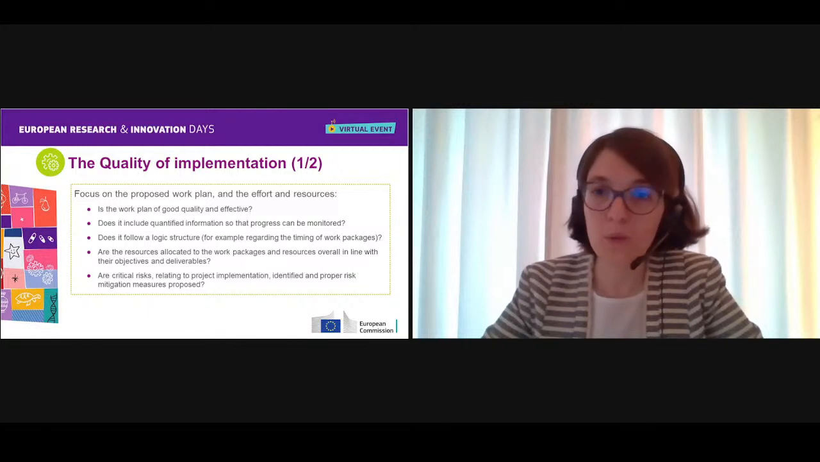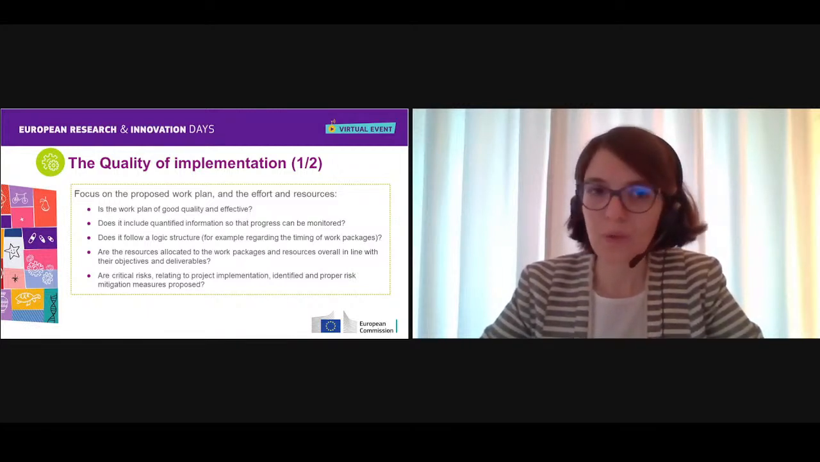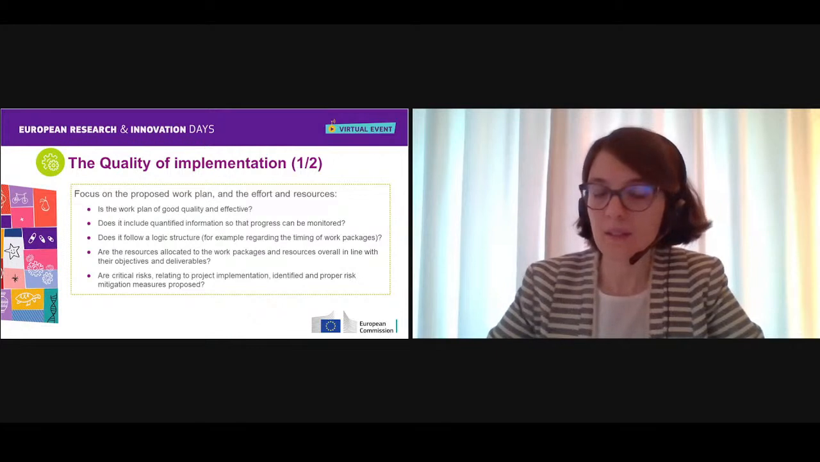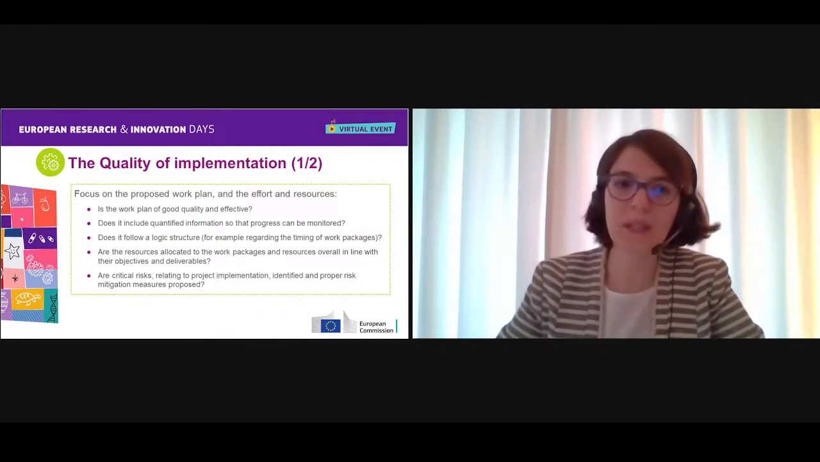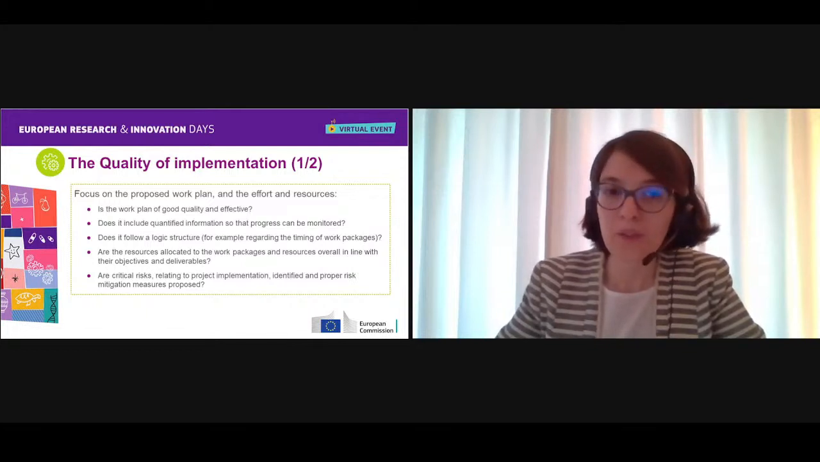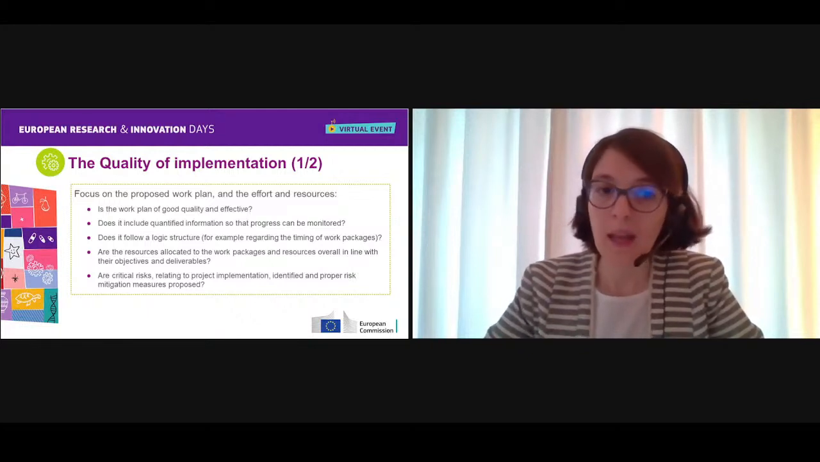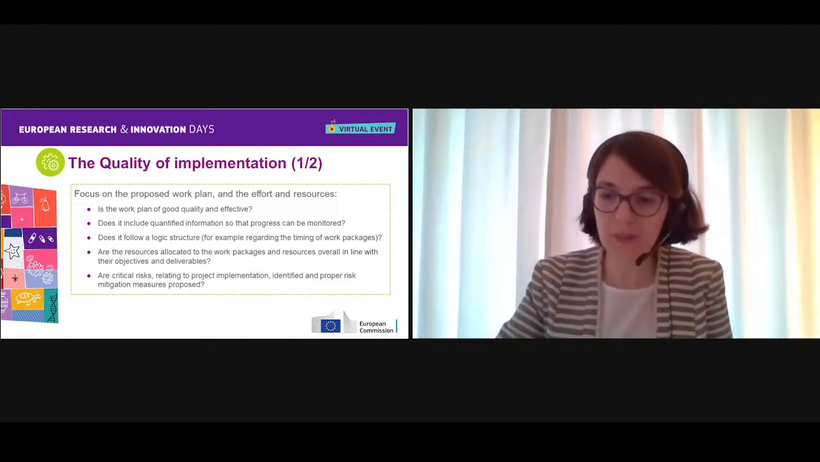Is this work plan of good quality? Is it effective? Does it include sufficient quantified information so that the progress can be easily monitored? Is its logical structure good, for example, regarding the timing of the work packages? Are the resources allocated to each of the work packages in line with the objectives and the deliverables? And are the critical risks properly identified and good mitigation measures proposed?